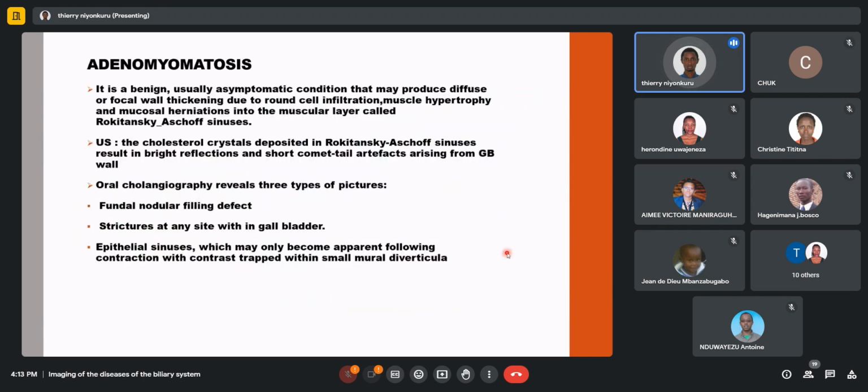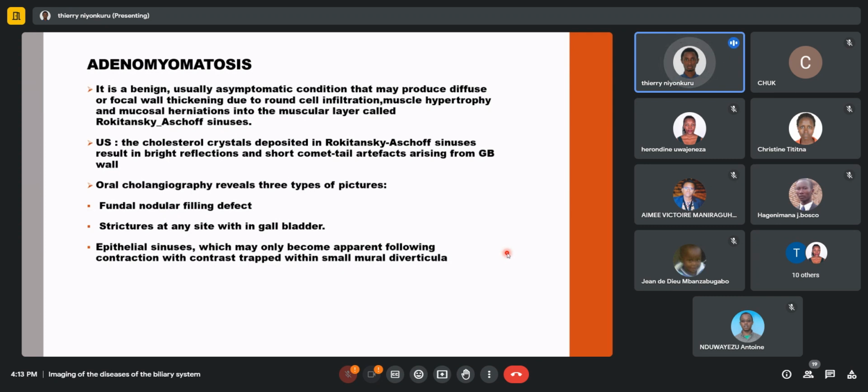There is adenomyomatosis, which is a benign, usually asymptomatic condition that may produce diffuse or focal wall thickening due to round cell infiltration, muscle hypertrophy, and mucosal herniation into the muscular layer called Rokitansky-Aschoff sinuses. On ultrasound, the cholesterol crystals deposited in the Rokitansky-Aschoff sinuses result in bright reflection and short comet-tail artifact arising from the gallbladder wall.